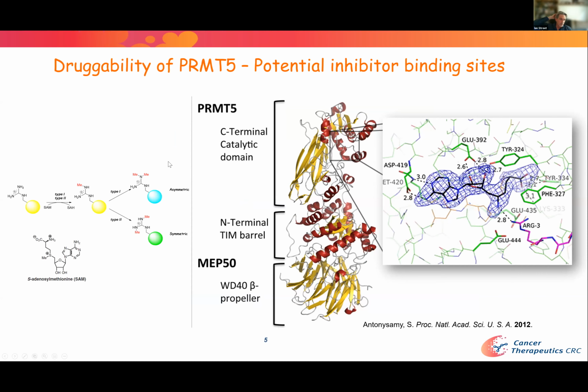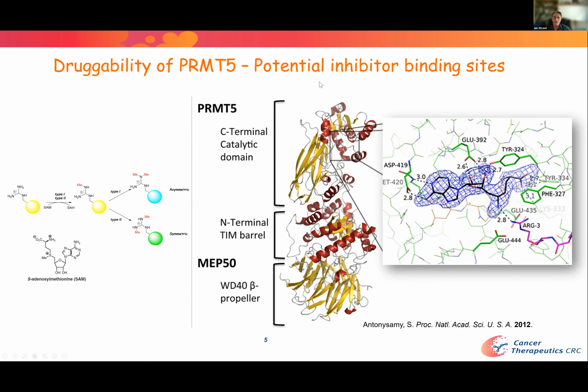So PRMT5 is actually a methyltransferase, as the name implies. Essentially, it's an enzyme which methylates specific arginine residues on target proteins. And this methylation can have a profound effect on the activity of the protein and how different types of complexes are assembled around the protein.